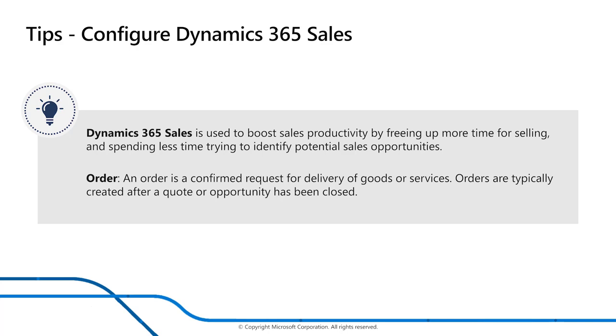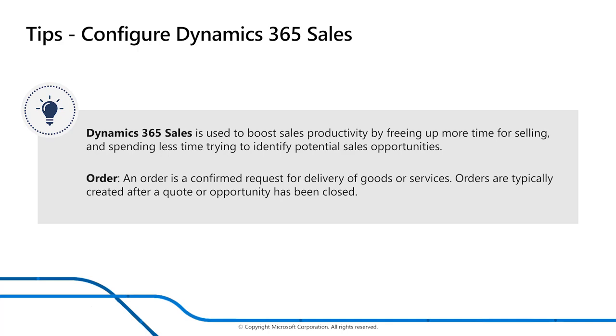It's used to boost sales productivity by freeing up more time for selling and spending less time trying to identify potential sales opportunities. Now, what does this mean? This means basically your sales team. It allows them to be as efficient as possible because a salesperson's main role is to be out and about and selling. So you've got to make sure that the system in Dynamics 365 Sales has looked at the sales process. They've looked at what they need to capture, things like phone calls, emails. They've got to jot down notes.